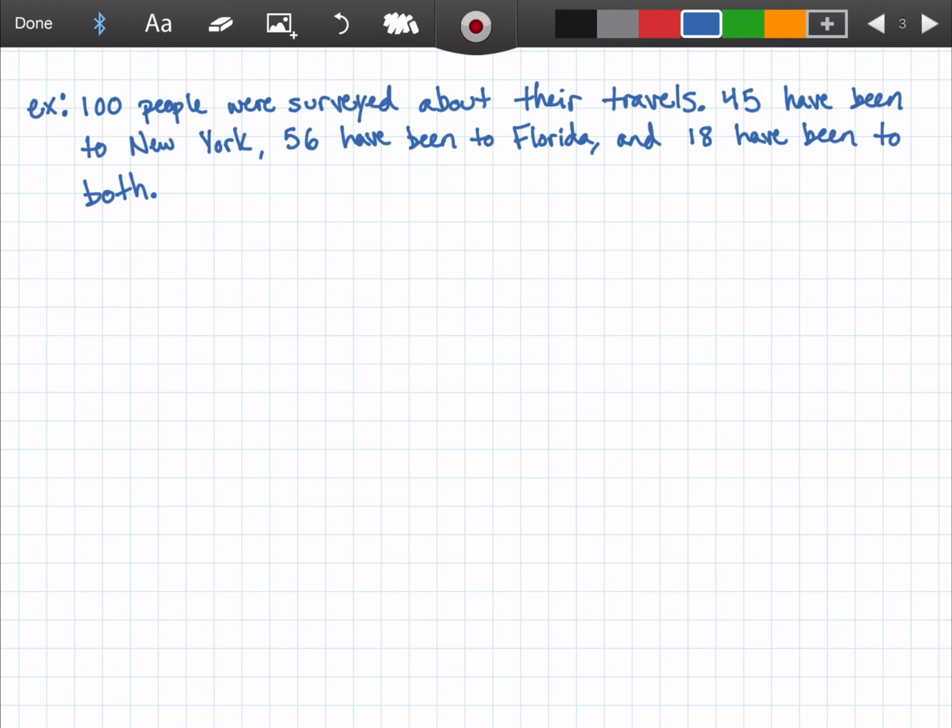You will get a question that looks something like this, where it just gives you a bunch of information, and then you're going to be asked questions about probability with them. So I'm going to show you how to make a two-way table from a question like this.